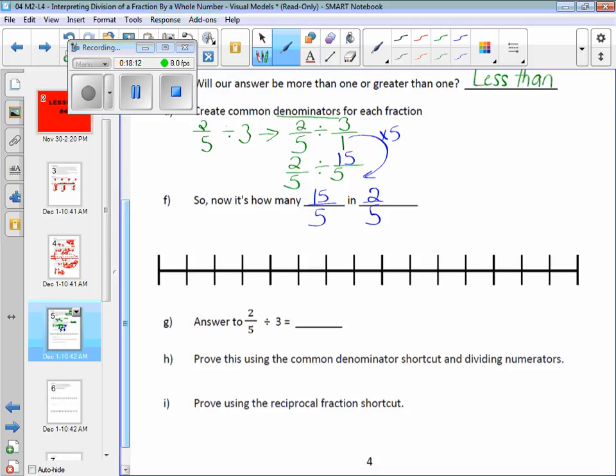Okay. Again, the number line, I'm counting out of how many? What's my denominator again? 5s. Okay, I'm counting out of 5. So it's 1/5, 2/5, 3/5, all the way.